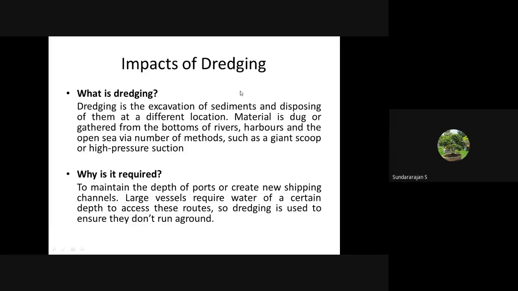Dredging is what they do when we have to maintain the channel for large vessel movement. We are dredging and disturbing the sediment in that particular area. Dredging is the excavation of sediment and dispersing it to different locations. We are disturbing the bottom sediment. There are some pieces also there. So it will resuspend the sediment, the resuspension of sediment particles, and that is how suspended solids increase.